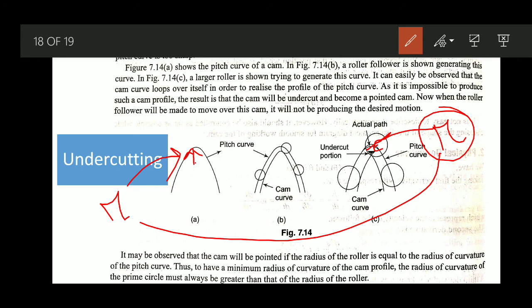So, to have a minimum radius of curvature of the cam profile, the radius of curvature of the cam must always be greater than the radius of the roller. Otherwise this problem of a very pointed cam will occur. This is nothing but the undercutting problem.